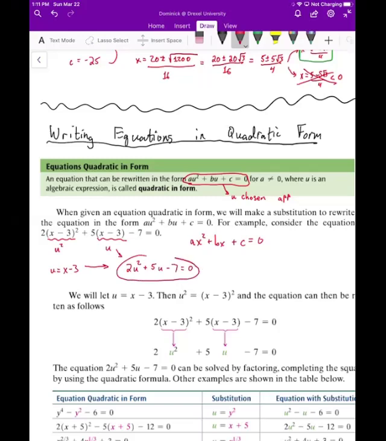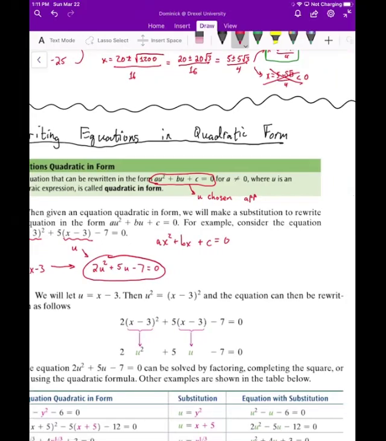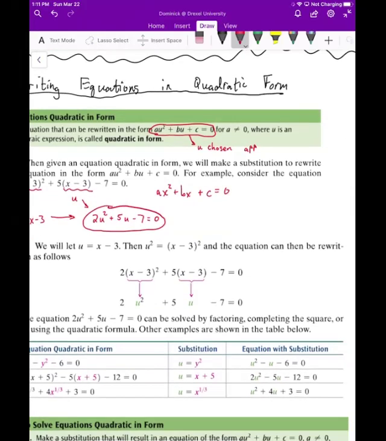So this is an example of an equation that can be brought to quadratic form. And here they show another derivation of what we just did. So that's the idea. And of course, we know how to solve this. We could solve with either factoring if possible, or completing the square, or the quadratic formula.